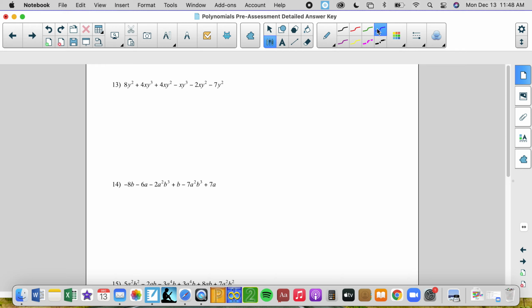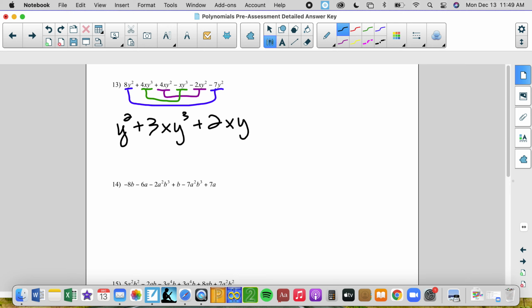These are getting good. Y squared, xy cubed, xy cubed, xy squared. These go with those, that goes with that, and this goes with that. Now we're going to look at coefficients. Positive 8, negative 7 makes positive 1 y squared. Positive 4, negative 1 makes positive 3xy cubed. Positive 4, negative 2 makes positive 2xy squared.